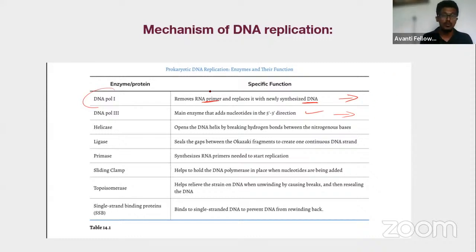Now we have DNA Pol 2. DNA Pol 2, what is it doing? It is doing a very important function called repair or cross-checking. It will do the cross-checking so that there are no mistakes.